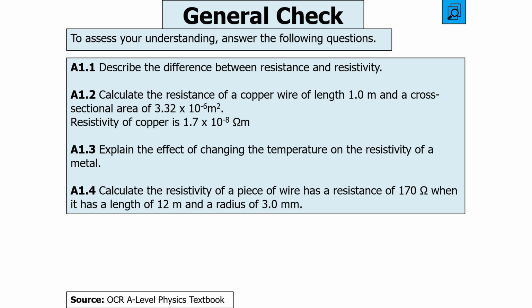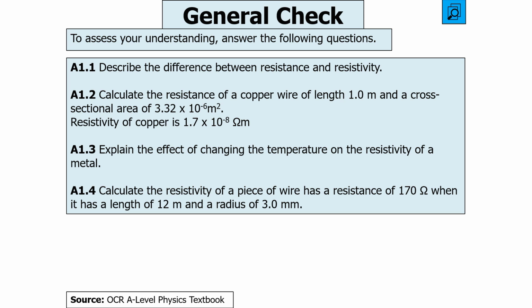Calculate the resistance of a copper wire of length 1.0 meters and a cross-sectional area of 3.32 times 10 to the minus 6 meters squared, where the resistivity of copper is 1.7 times 10 to the minus 8 ohm meters. Explain the effect of changing the temperature on the resistivity of a metal, and calculate the resistivity of a piece of wire when it has a resistance of 170 ohms, when it has a length of 12 meters and a radius of 3 millimeters.